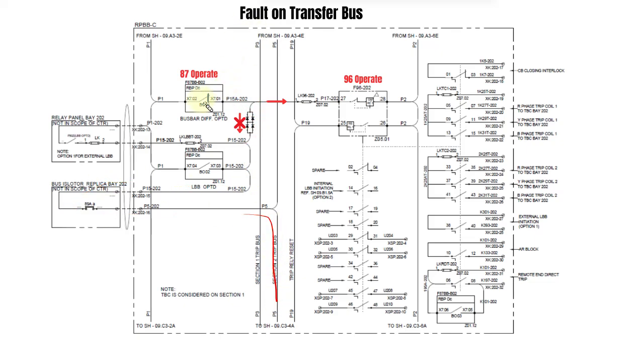But if the LBB of the transfer bus coupler relay operates, then it should extend to its 96 relay, and at the same time extend to its trip bus. That's the reason why we use diodes in the transfer bus coupler. So now you know why we use diodes in the transfer bus coupler bay in the busbar protection scheme.